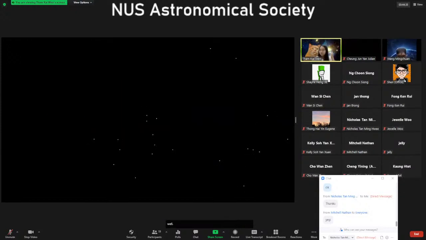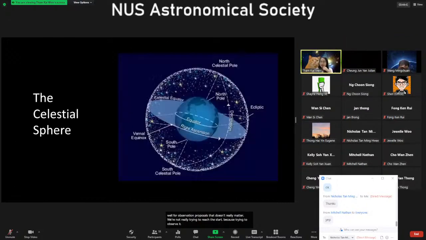But for observation purposes, that doesn't really matter. We're not really trying to reach the star, we're just trying to observe it. Hence, we have a nice 2D spherical projection of all the stars and celestial objects we can see, known as the celestial sphere. This celestial sphere around the Earth, as you can see in the image, is similar to the Earth actually, where the north is projected from the Earth's north. So the north celestial pole is projected from the Earth's north pole, directly upwards. Whereas the south celestial pole over here is also directly projected from the south pole. And the celestial equator is also a direct projection of the Earth's equator.